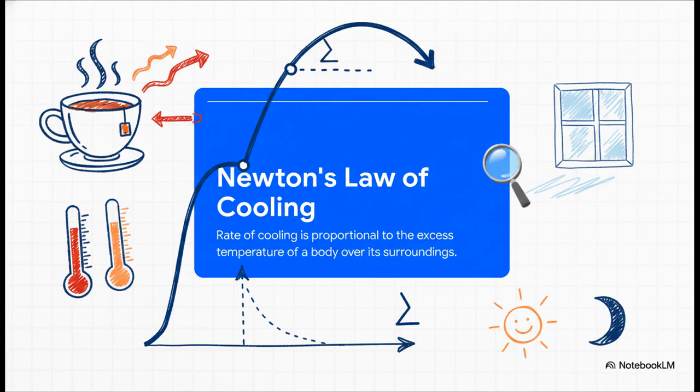Basically, this just means the hotter your cup of tea is compared to the room it's in, the faster it's going to lose its heat to the environment. And as its temperature drops closer and closer to room temperature, that rate of cooling slows way down.